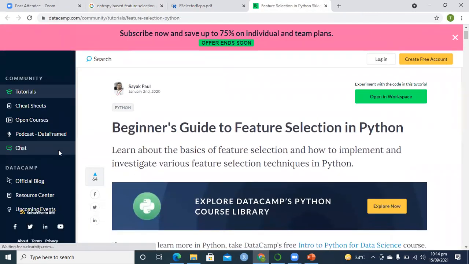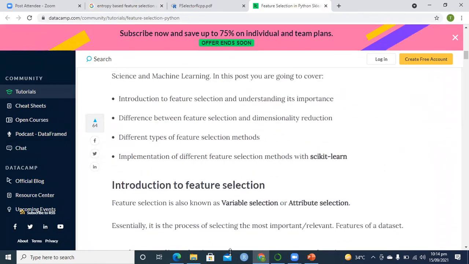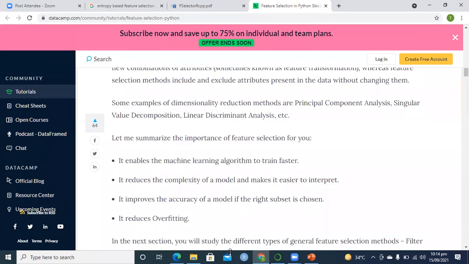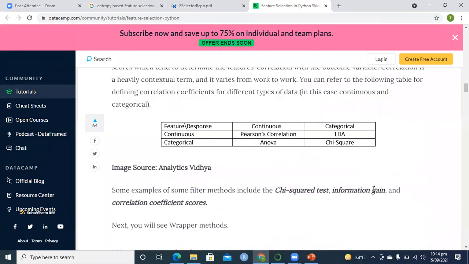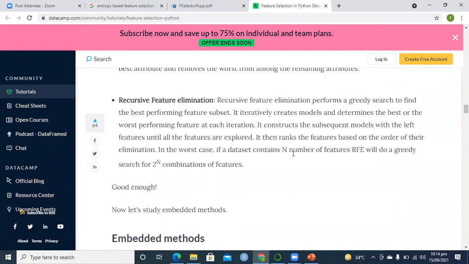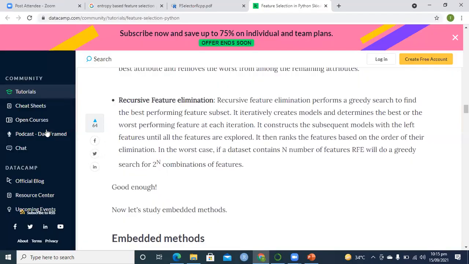A beginner's guide to feature selection. So now you will see a lot of blogs written by different people, data scientists and other fields, that are using this: set of all features, select the best feature, learning algorithm, and performance check. You will see a lot of different techniques available for this, but I will only focus on 2 methods today. So you can apply using a package, or you can apply manually if you have time using Excel.